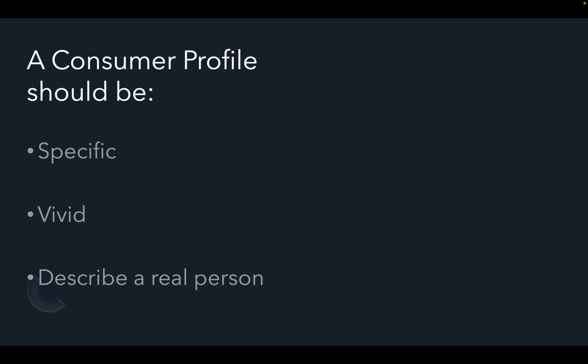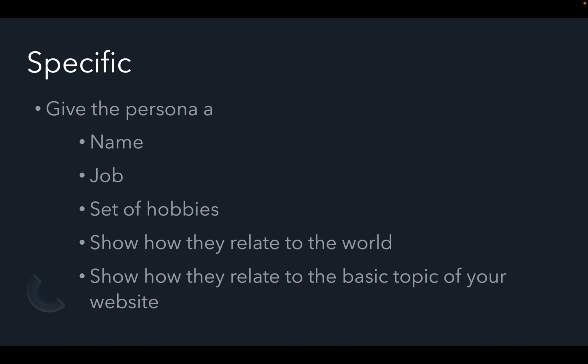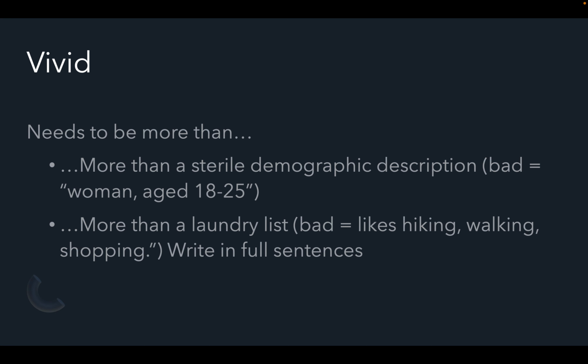So a few things: a consumer profile should be specific, vivid, and describe what seems to be a real person. So, specific. You're going to have to give this persona a name, a job, a set of hobbies. You're going to have to show us in one paragraph how they relate to the world and how they relate to the basic topic of your website. So let's take my basic audience I mentioned, senior citizens 55 to 75, who need to eat healthier. That's not too memorable, so I'm going to want to give this person a name. I need to think about what would be a good name that will help me remember this person later. What is that person's job, hobbies, etc.? I'll come back to this when we make this into a real persona, and I'll give you examples of how I'm creating the profile that I'm giving you as an example. All right, so it needs to be vivid.